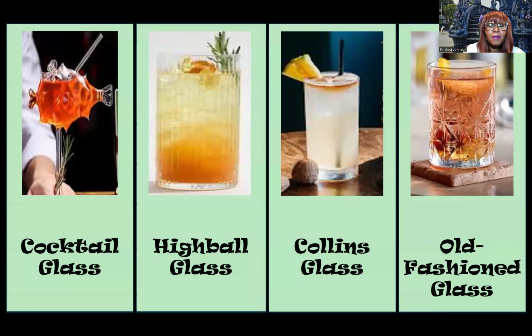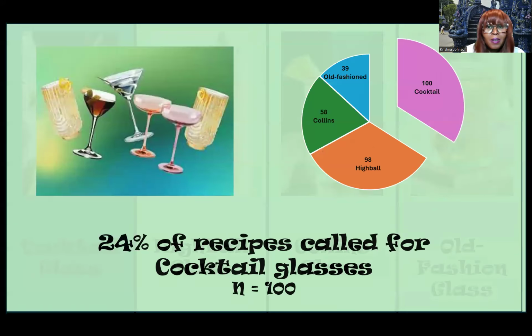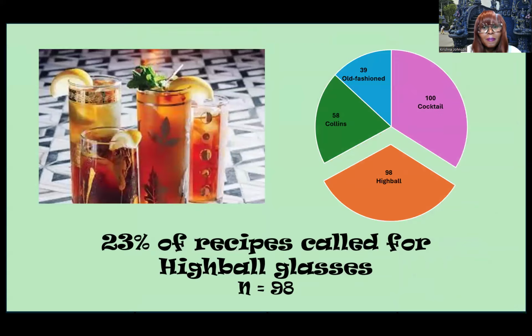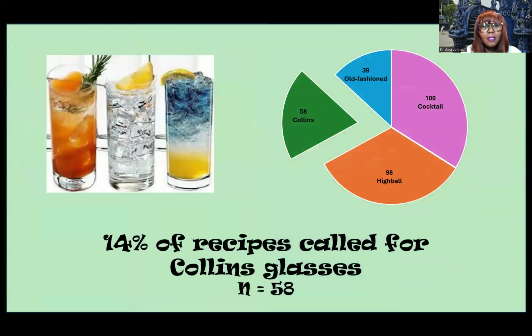As we said, our top 4. So cocktail, our front runner with 100, taking up 24% of the entire data set. Cocktail, though, can be a little tricky area because cocktail sometimes covers various other classes. But I'm not sure how they decided what was cocktail and what wasn't. For our highball, it was a close second, just 2 behind. Our cocktail glasses with 98 and 23%. Collins is the third, very similar to a highball, just a little skinnier, with 58 and 14%.